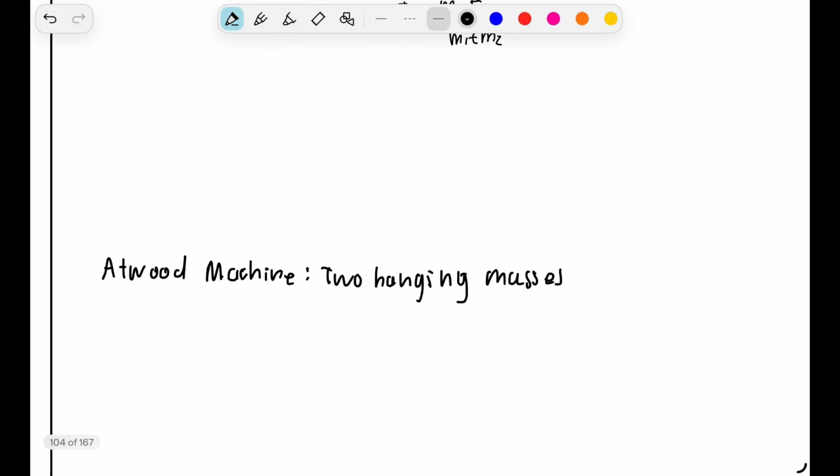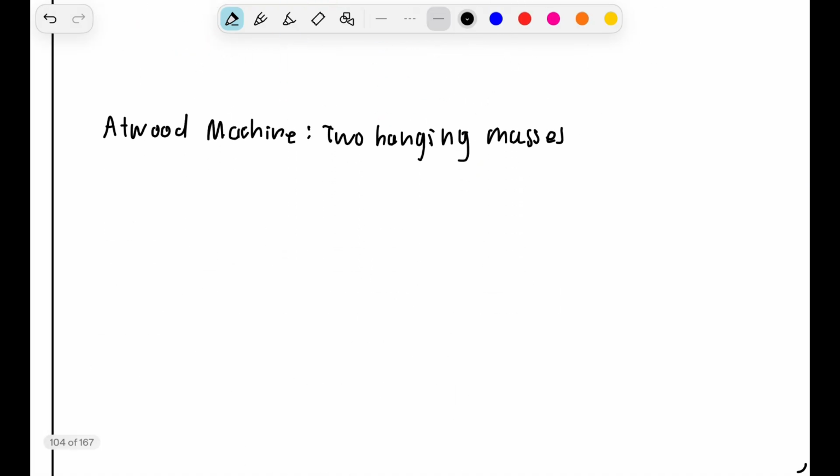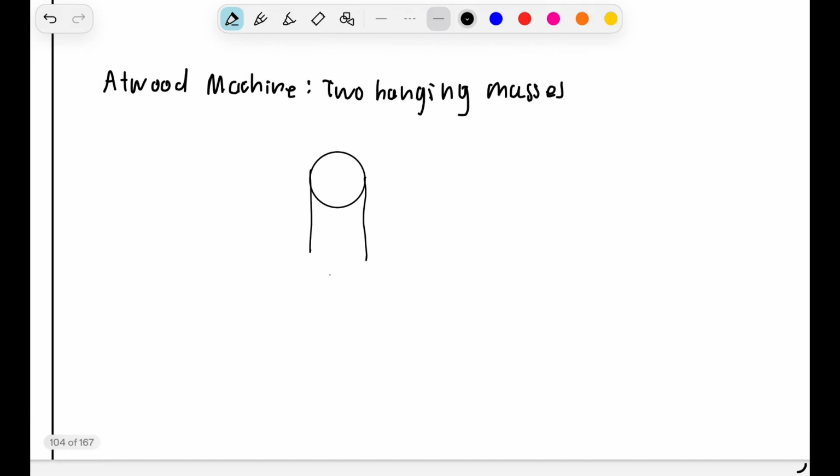Now, what if you have an Atwood machine with two hanging masses? So an Atwood machine means we have a pulley like this, and we have two hanging masses. So let's say we have M1 and M2. If we have M1 over here and M2 here, let's make M2 bigger. M2 is greater than M1. So then on M1, we're going to have a tension, and then we're going to have an M1 G downward. You're also going to have a tension here, and you're going to have an M2 G downward.